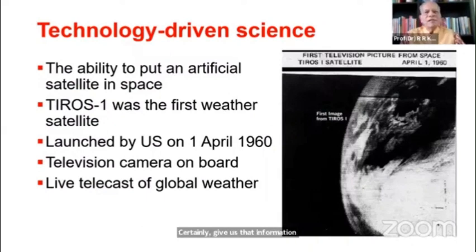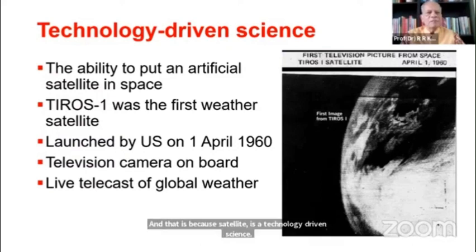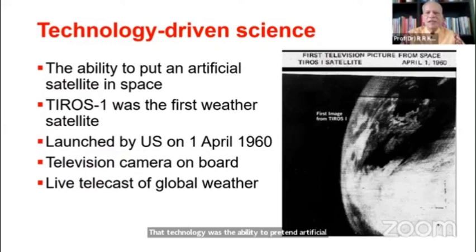Satellite meteorology, I'll say, is a relatively new science. It's something like 60 years old. Very new compared to conventional or classical meteorology. And that is because satellite meteorology is a technology-driven science. That technology was the ability to put an artificial satellite in space, which we attained sometime in the 1960s or a little before that. And the first weather satellite was launched by the US on 1st April 1960.